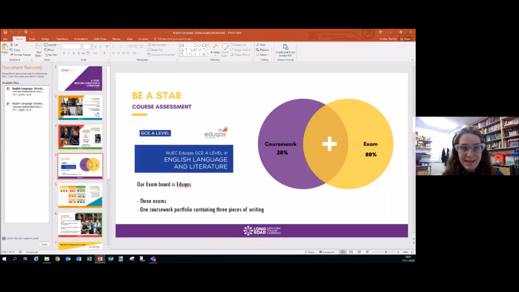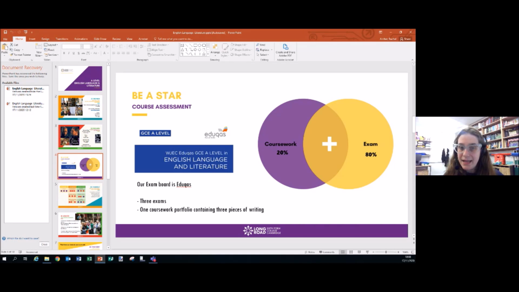The course itself is 80% exam and 20% coursework. At Long Road Sixth Form College, you would be taking the Eduqas syllabus. There are three exams and one coursework portfolio.